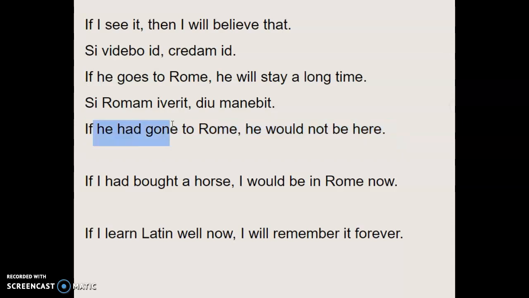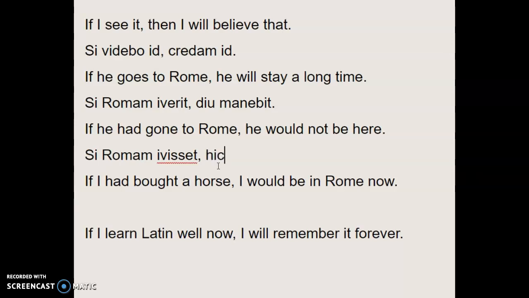So "he had gone," past contrafactual. "He would not be," present contrafactual. We need a pluperfect subjunctive for "had gone," and we need this nice present contrafactual for "would not be." Alright, so if he had gone to Rome, past contrafactual, he would not be here. I'll put Rome up front in nice order. If he had gone to Rome, he would not be here.